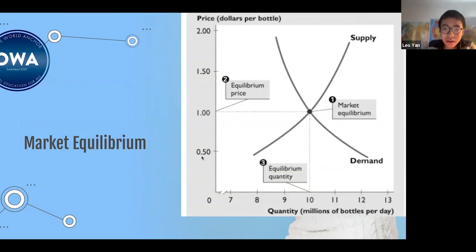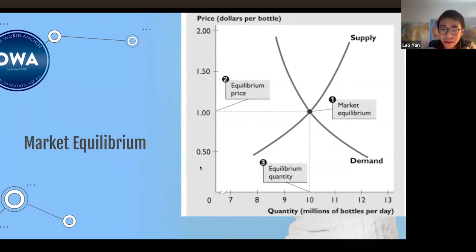And on the left side, which is the y-axis, this would be the price that you're selling it at. So it's the price versus the quantity that you're selling. As you can see by the label here, it says price. So this is basically a graph illustrating the relationship between the price and the quantity.